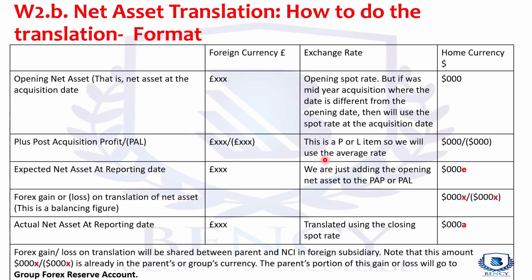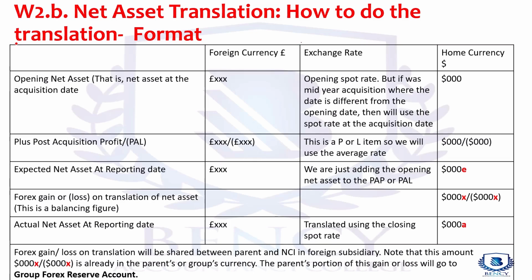Now let's look at how to do the workings 2B and the workings 3B. Workings 1, 2, 3, 4, and 5, we are not going to spend time looking at, because you should be able to do those workings at this stage. This is the format. So we have the workings 2A, which is for the net asset of the foreign subsidiary.